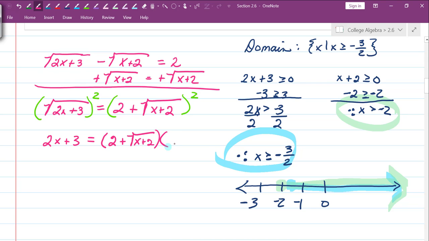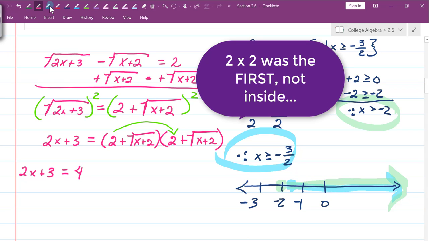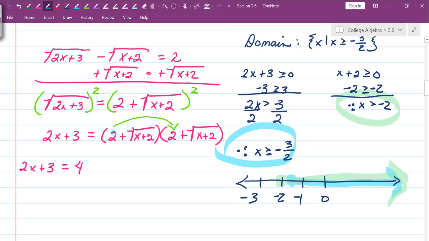So we're going to write it out and we're going to FOIL it. The left-hand side, again, we're just going to copy down, 2x plus 3, and now we're going to FOIL the right-hand side. The first thing we're going to do is 2 times 2, which is 4. The next thing, that was the first, right? So now we're going to do the outer. We're going to go 2 times the radical part. So this is going to become plus 2 times the radical of x plus 2.